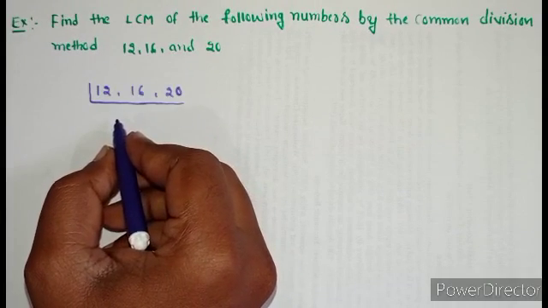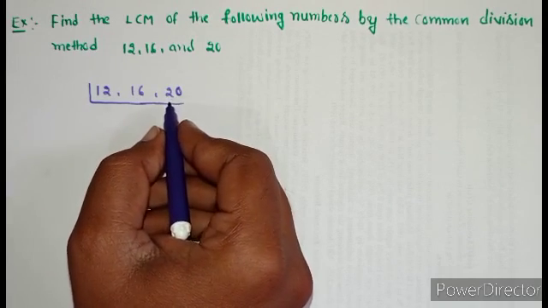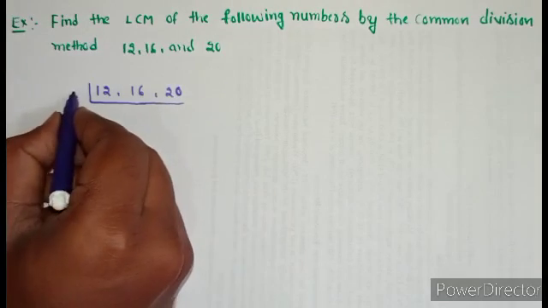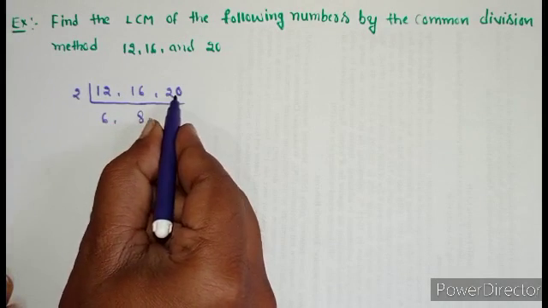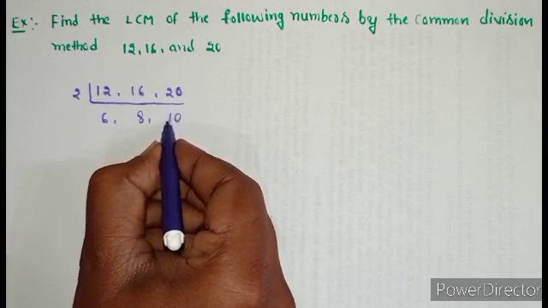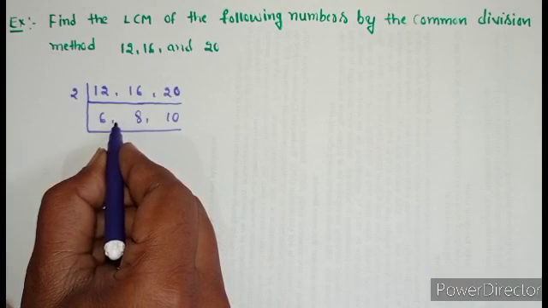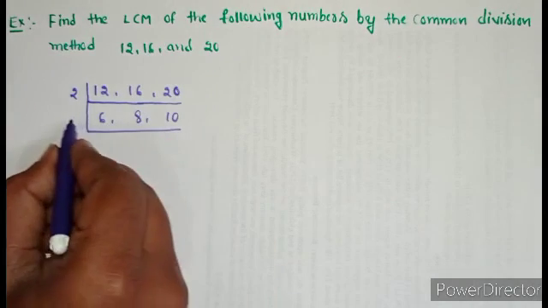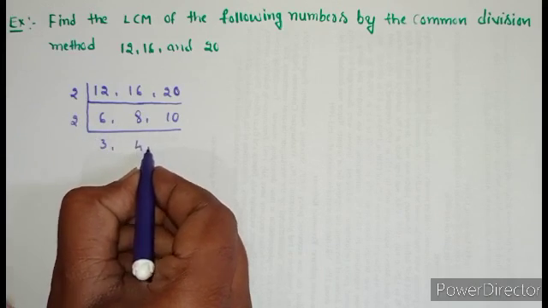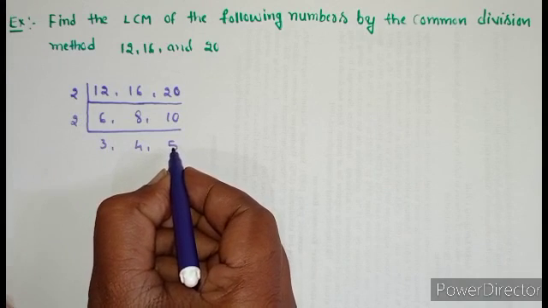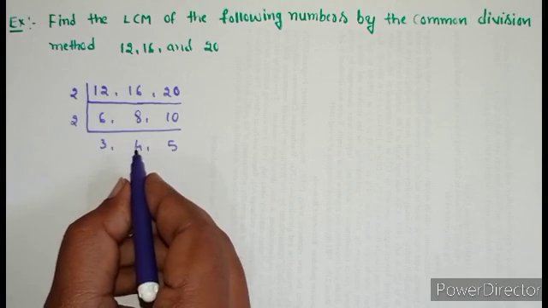Students, here also the smallest prime number which can divide all these three numbers is 2 only. All of you see here. 2 6s are 12, and 2 8s are 16, and 2 10s are 20. Again here we got 6, 8 and 10. The smallest prime number which divides these three numbers is again 2 only. Here 2 3s are 6, and 2 4s are 8, and 2 5s are 10. And here again we get 3, 4 and 5.